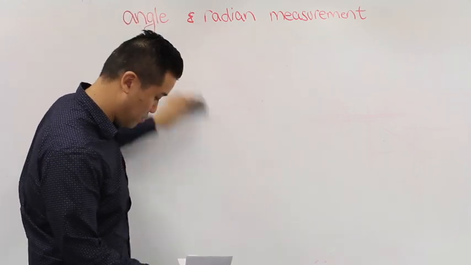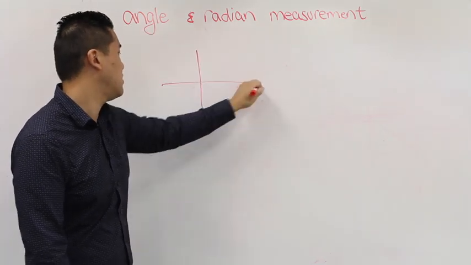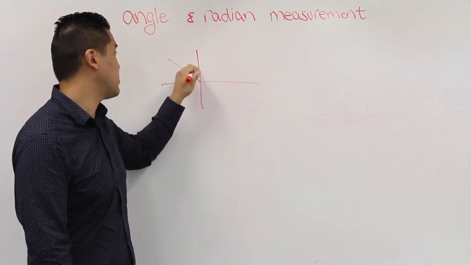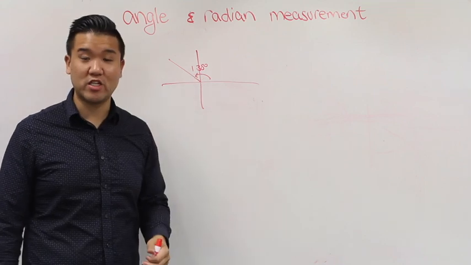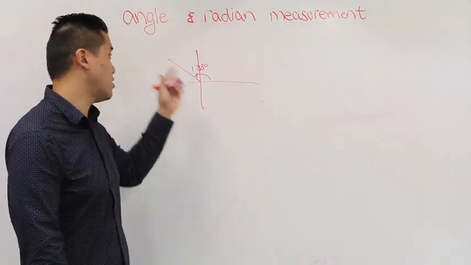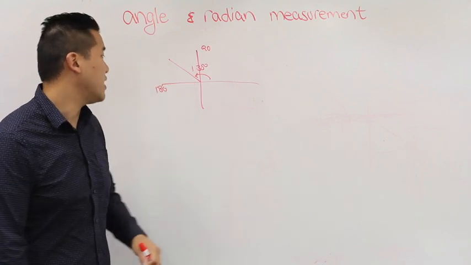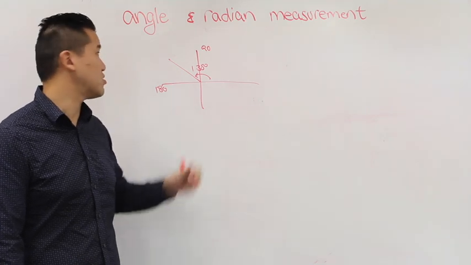So let's take a couple examples for that. Let's say we have 135 degrees. Your first question should be, which quadrant is that in? It's in quadrant 2. Why? Because it's in between 90 and 180. It's right there, right in the middle, in between 90 and 180. So it's in quadrant 2.